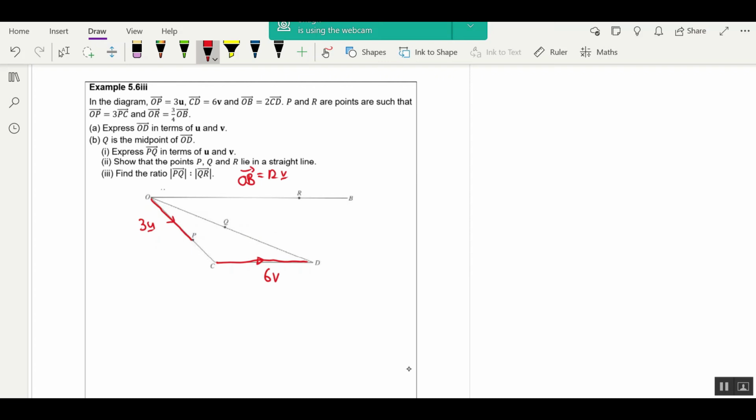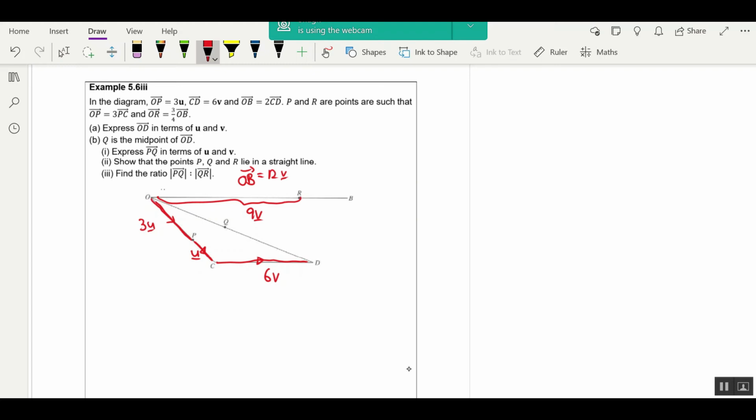OP is equal to 3 times PC. So OP is equal to 3 times PC. That means that PC is just equal to U, because this is 3U and they say it's 3 times PC. So label all the things that you have first. And OR is equal to 3/4 of OB. So this is 3/4 times 12, that will be 9V.